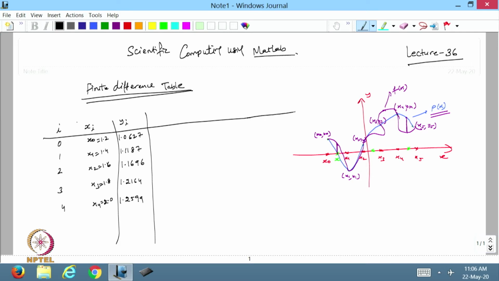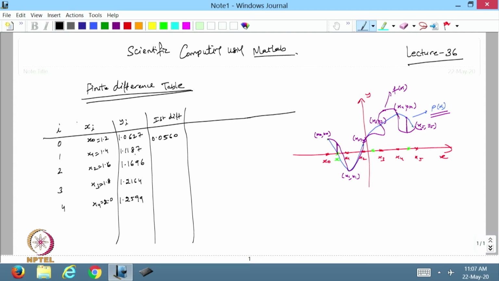Now, based on this, I will try to find the differences. I will first find the first difference. You know that I will take this value minus this value. If I find this minus this, it gives me 0.0560.